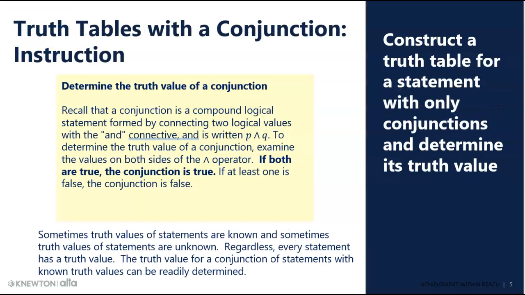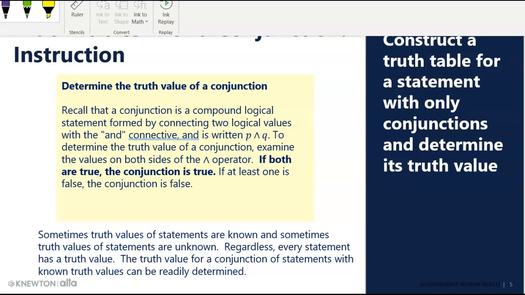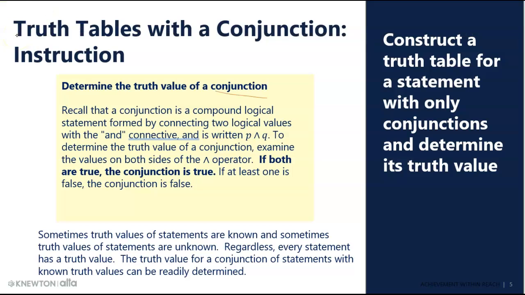So, determine the truth value of a conjunction. When you see the word conjunction, you should be thinking the symbol is ∧, and it means "and." So it is a connective. "P and Q" is how you would read this.